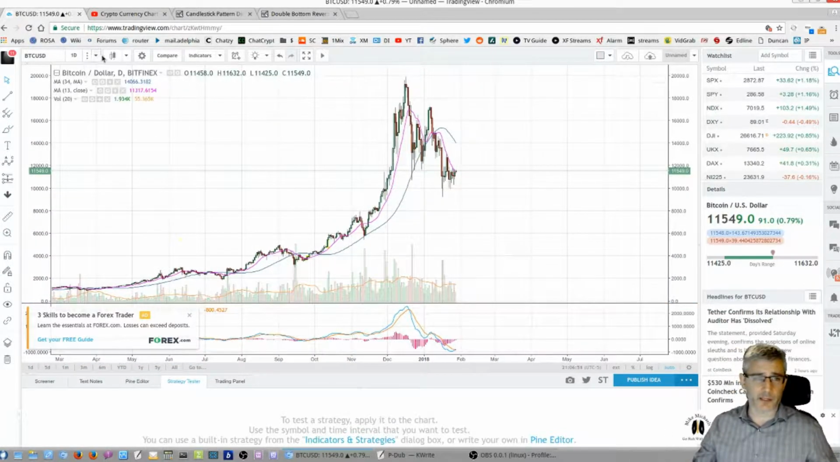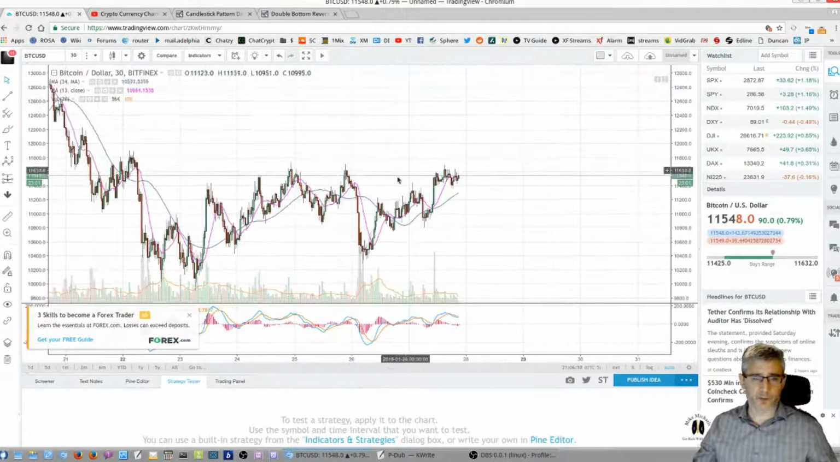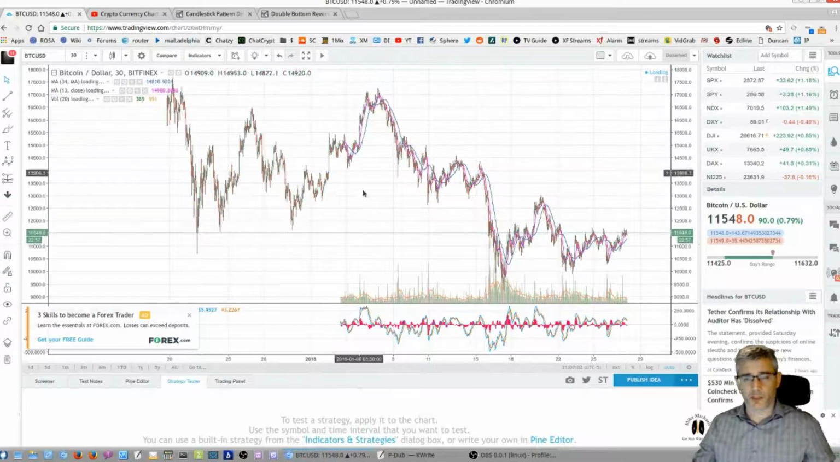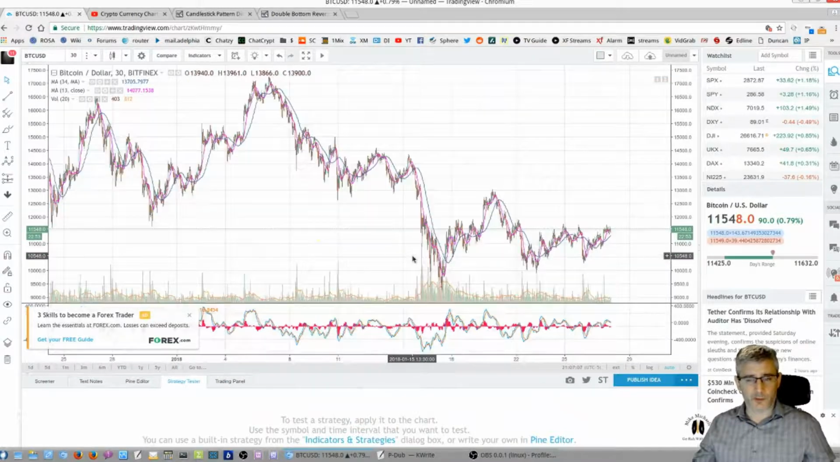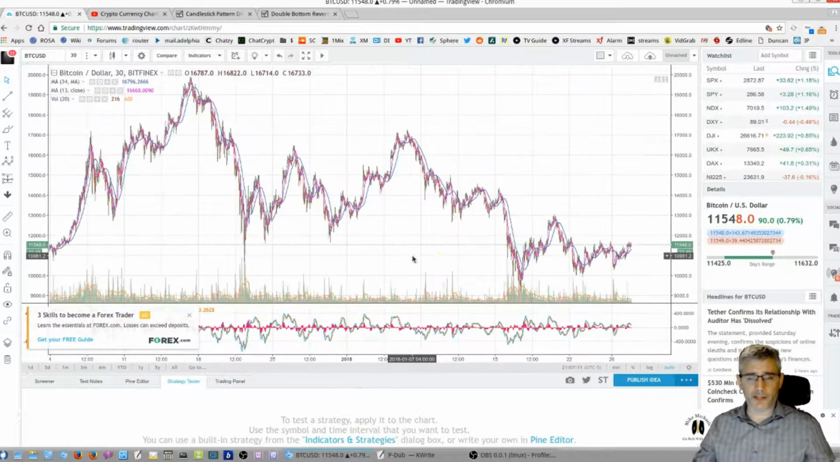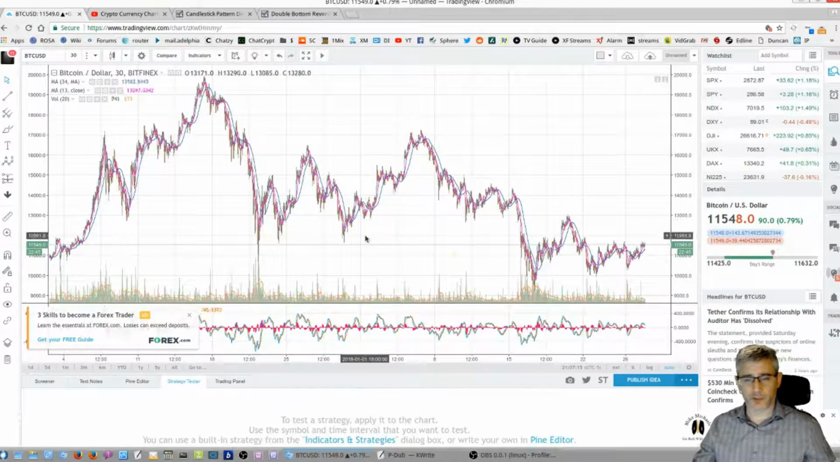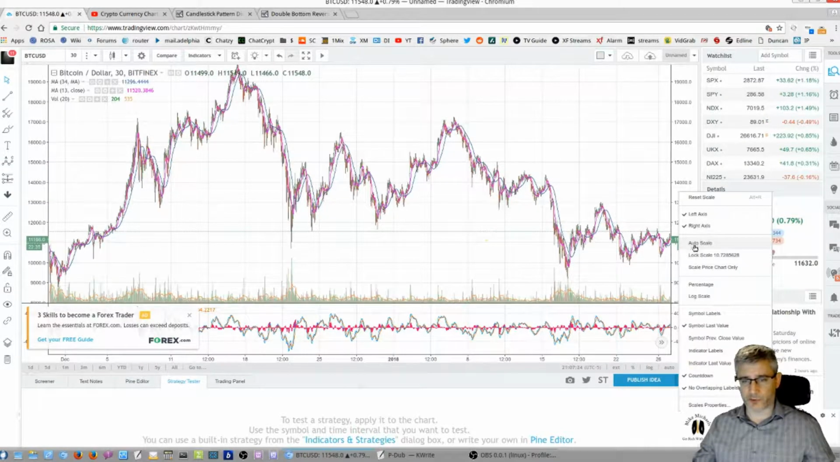So I like to look at a 30-minute chart, so we can really see what's going on, see if you can see the momentum. So what I like to do is I like to draw triangles, and I keep toggling back and forth between auto scale because I want to get this scale just right.